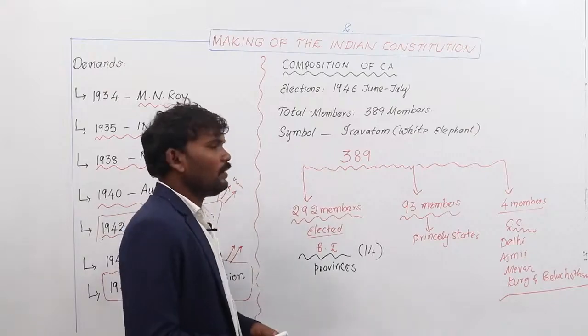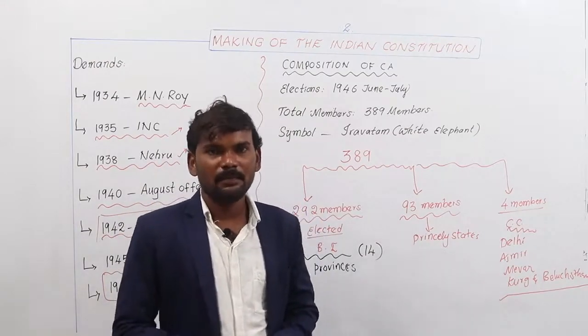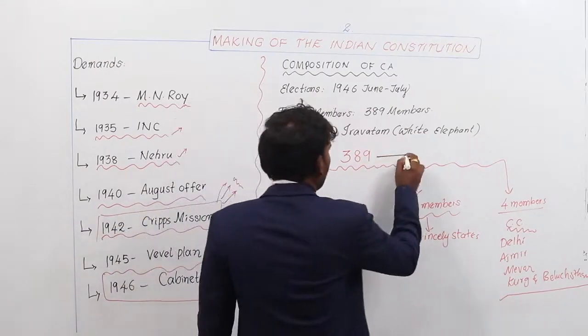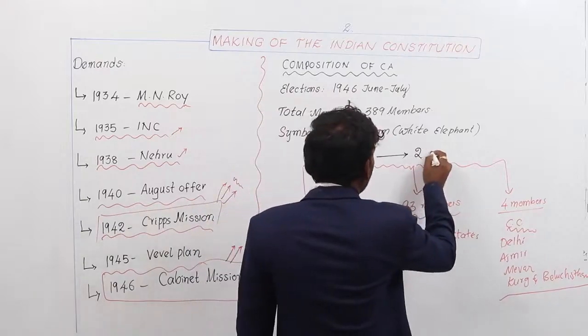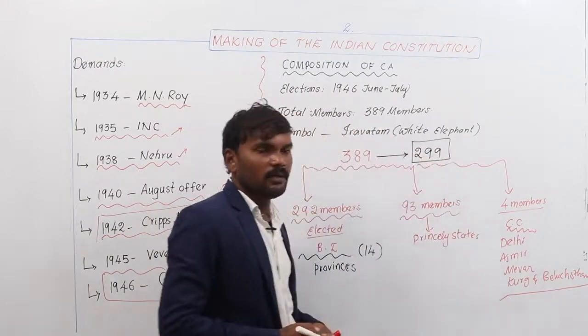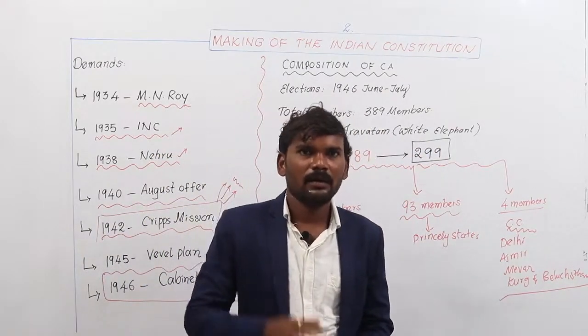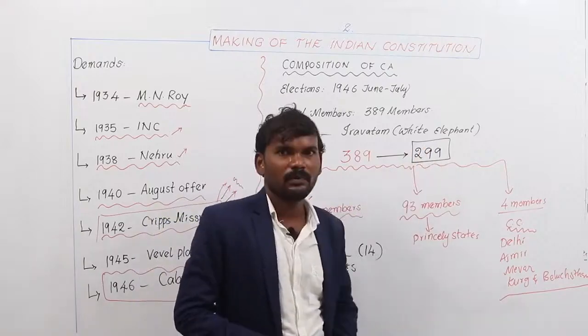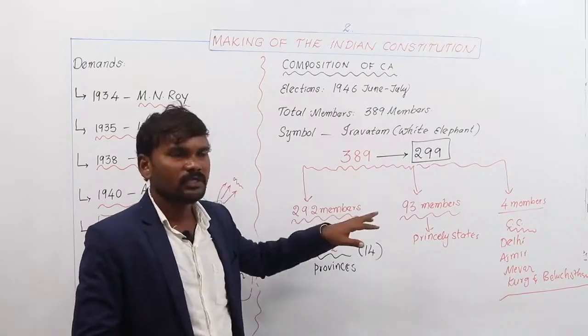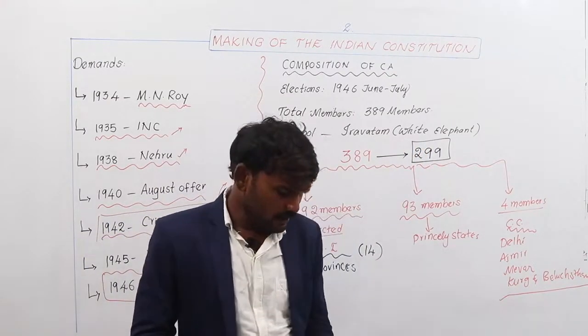But the Muslim League, with the demand of making a separate Pakistan, quit the Constituent Assembly, and the number fell to 299. So finally, the strength of the Constituent Assembly stands at 299. At first, it consisted of 389 members. After the Muslim League quit, it consisted of only 299 members.